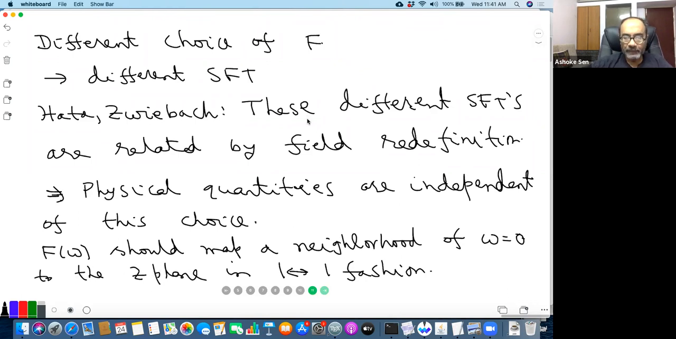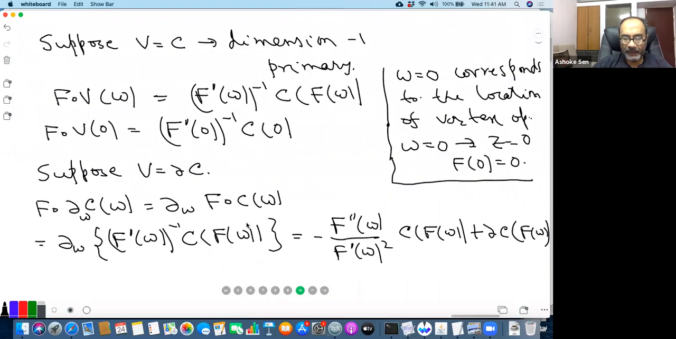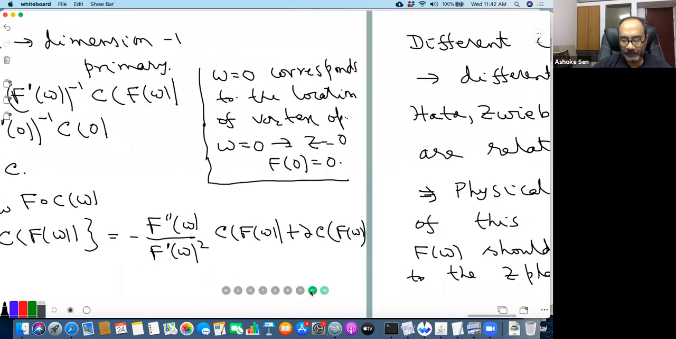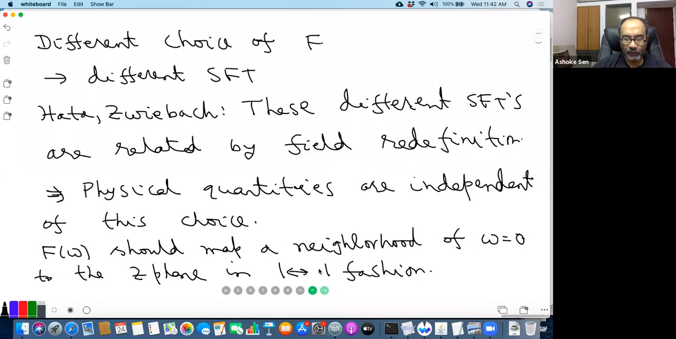This proof is valid for any choice of f that has this property, that a neighborhood of w equal to 0 should be mapped to some region in the z plane in a one-to-one fashion. And the reason for this demand is that you saw that we needed the second derivative of f. In general, if you take a highly complicated conformal operator, then you'll have multiple derivatives of f. So you have to make sure that any finite number of derivatives of f is well defined at w equal to 0. So you demand that, but not that it maps the upper half plane to the upper half plane. So it's not an SL2 map in general.